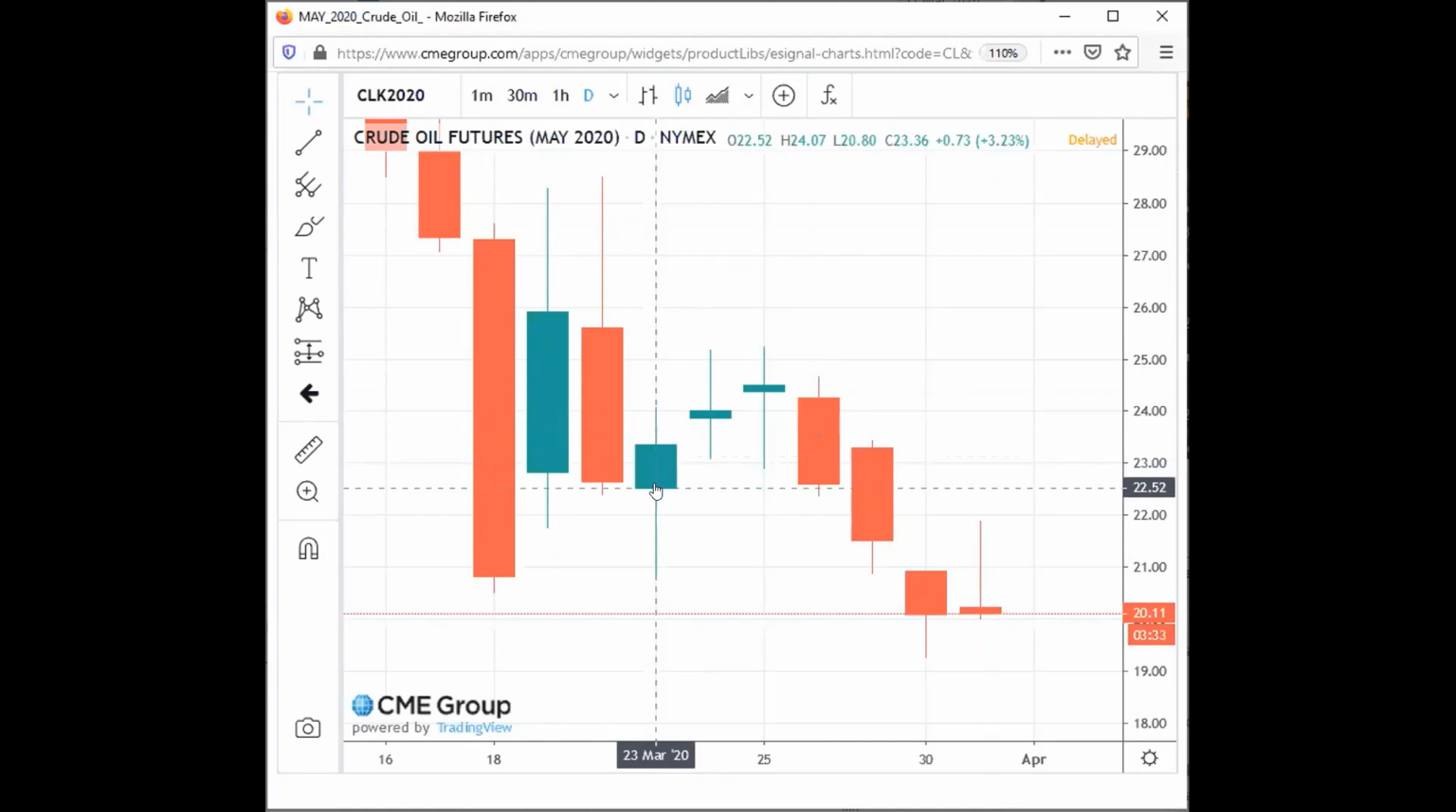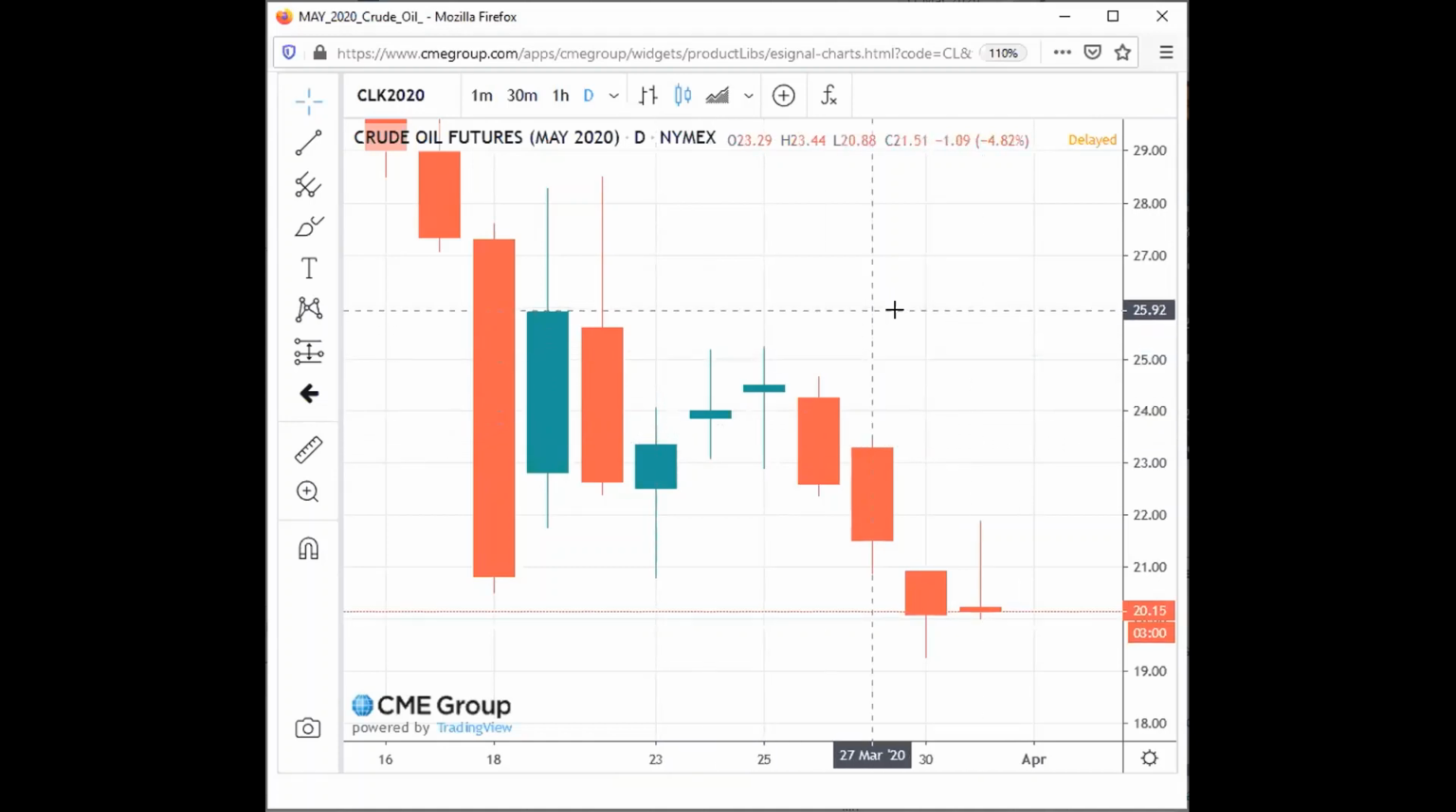So on this day, March 23rd, the open is $22.52. The low is $20.80. The high, which is the very top part, at the end of this line, the high is 24.7, and the close was 23.36. So you move this pointer around.